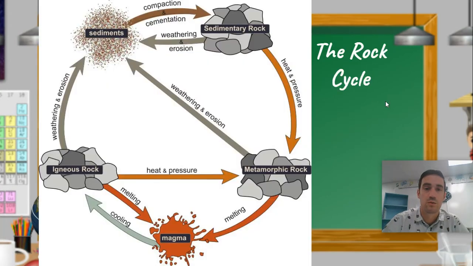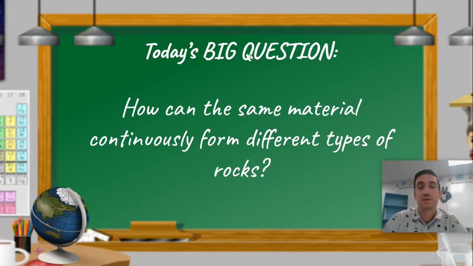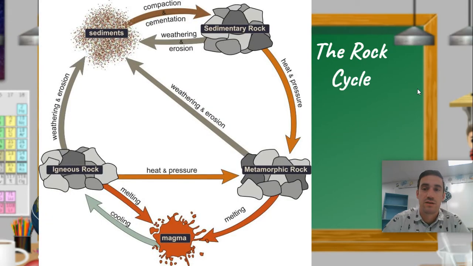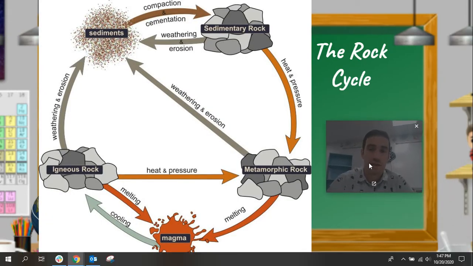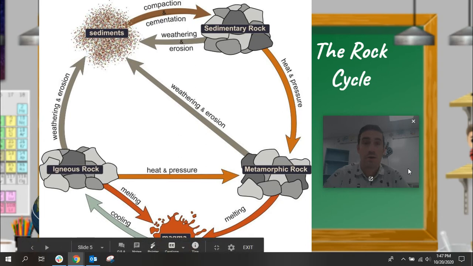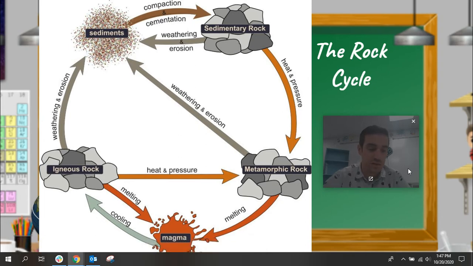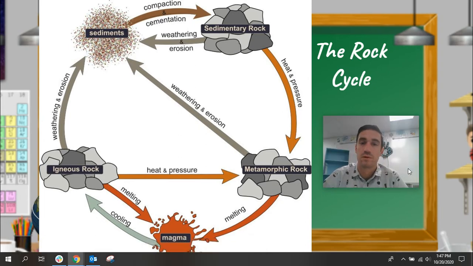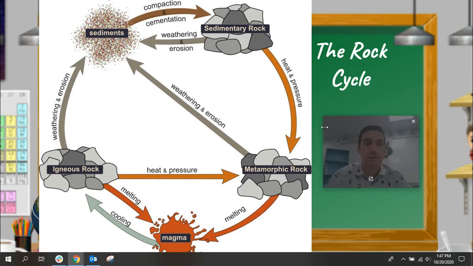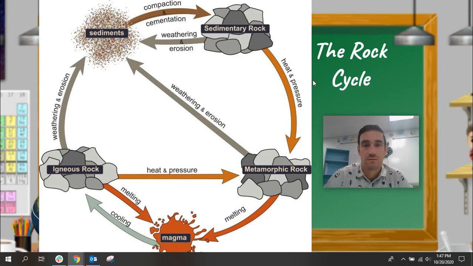So today's big question is, how can the same material continuously form different types of rock? And the answer to that question is called the rock cycle. You're going to see a lot of different rock cycles. Anytime you study the rock cycle, whether it's now or in 8th grade or even beyond that. And some of them will look really simple. Some of them will look really confusing. And they always have these arrows and are showing different processes going to different things.